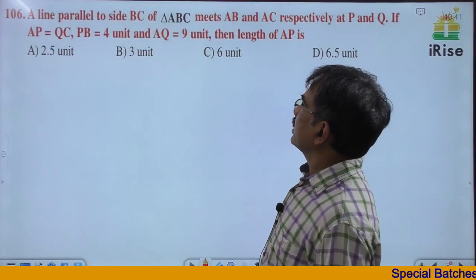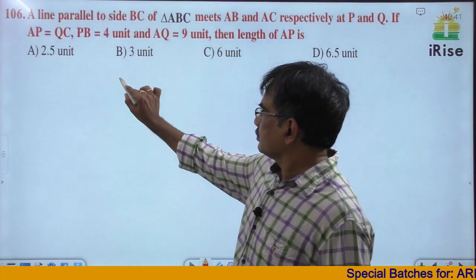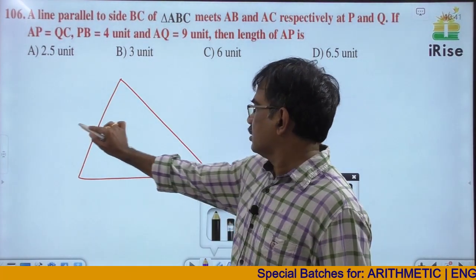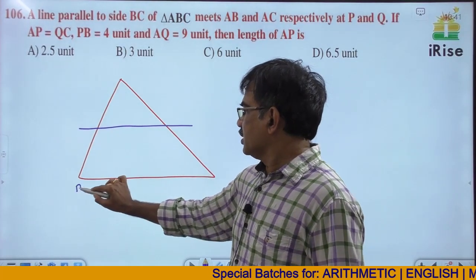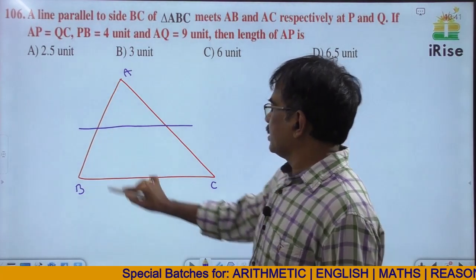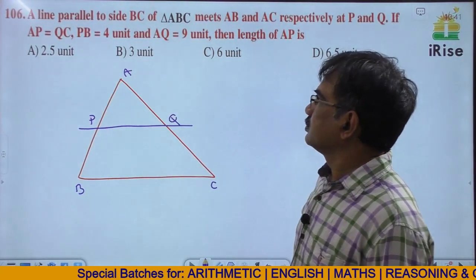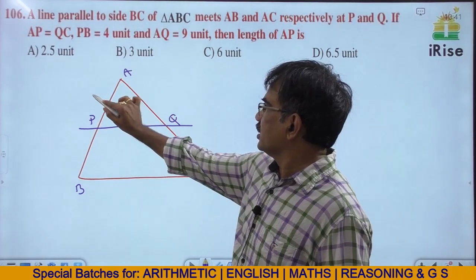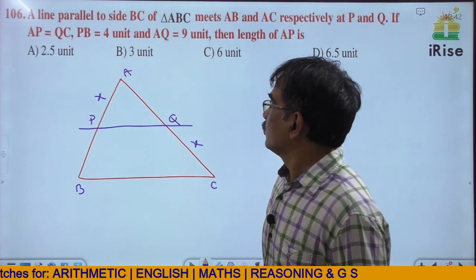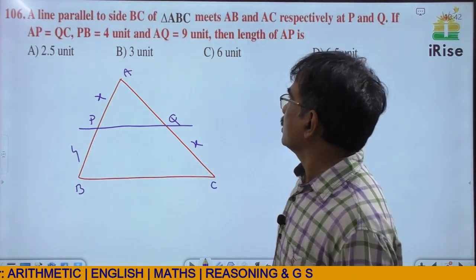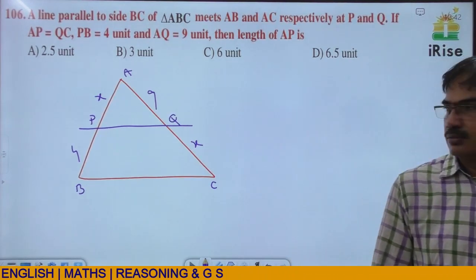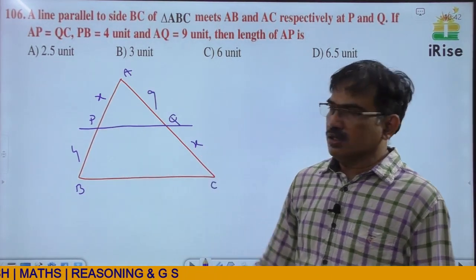A line parallel to the side BC of triangle ABC. I want to draw a line parallel to BC of triangle ABC, respectively meeting at P, Q. AP is equal to QC. If this is X, this is also X. PB is 4 units, this is 4 units. AQ is 9 units, then what is the length of AP?